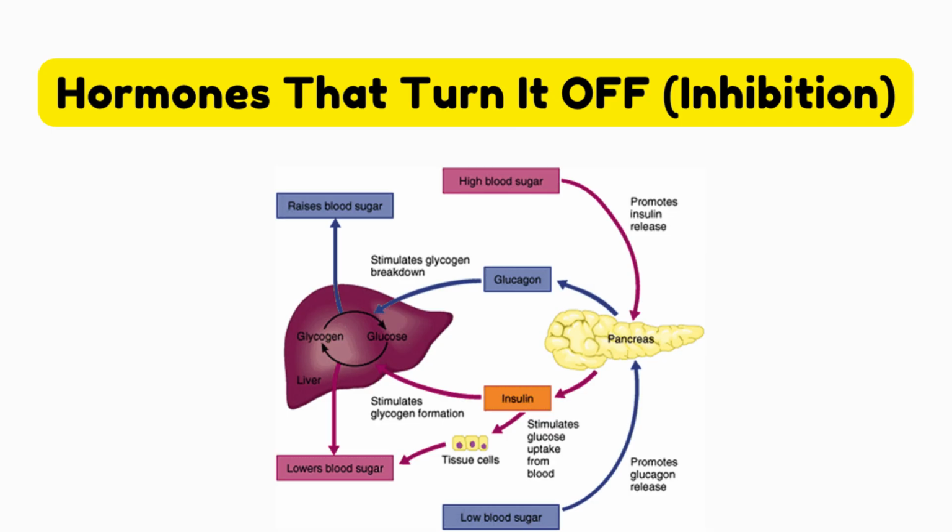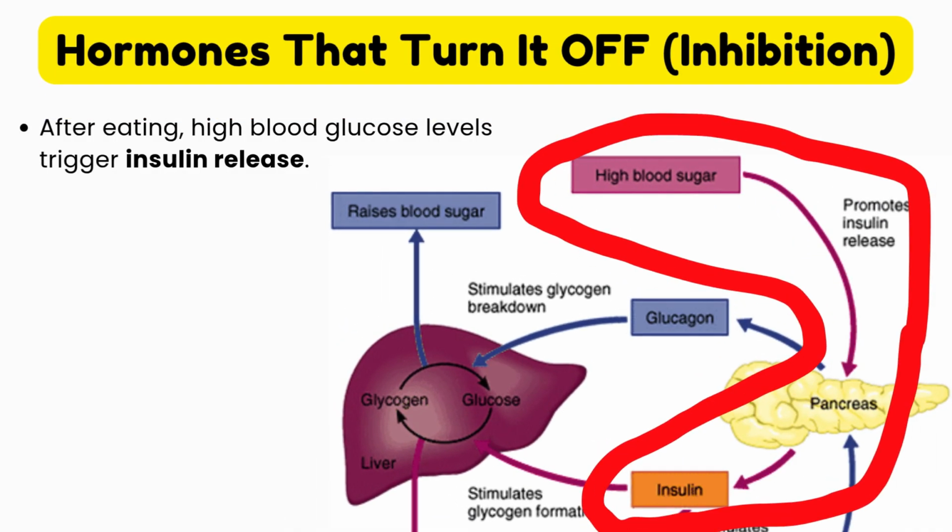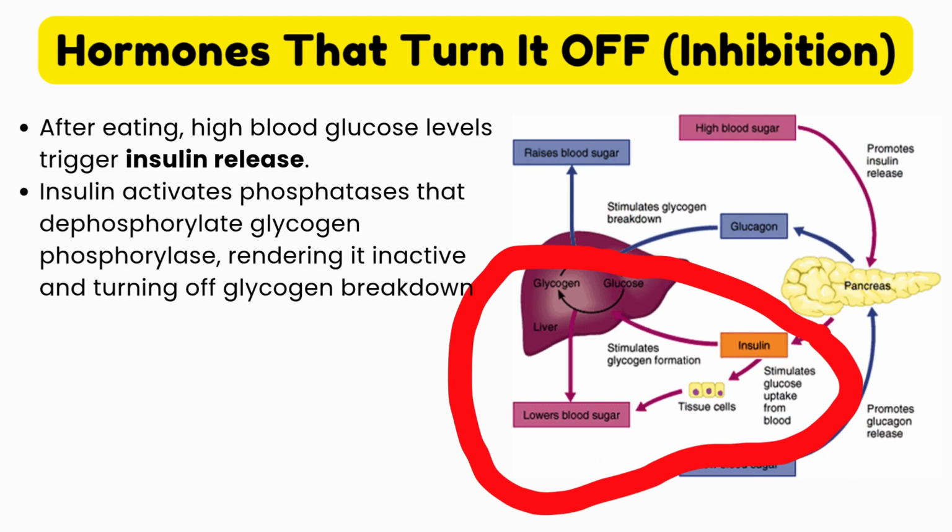Hormones that turn it off, causing inhibition of glycogenolysis. After eating, high blood glucose levels trigger insulin release. Insulin activates phosphatases that dephosphorylate glycogen phosphorylase, rendering it inactive and turning off glycogen breakdown.